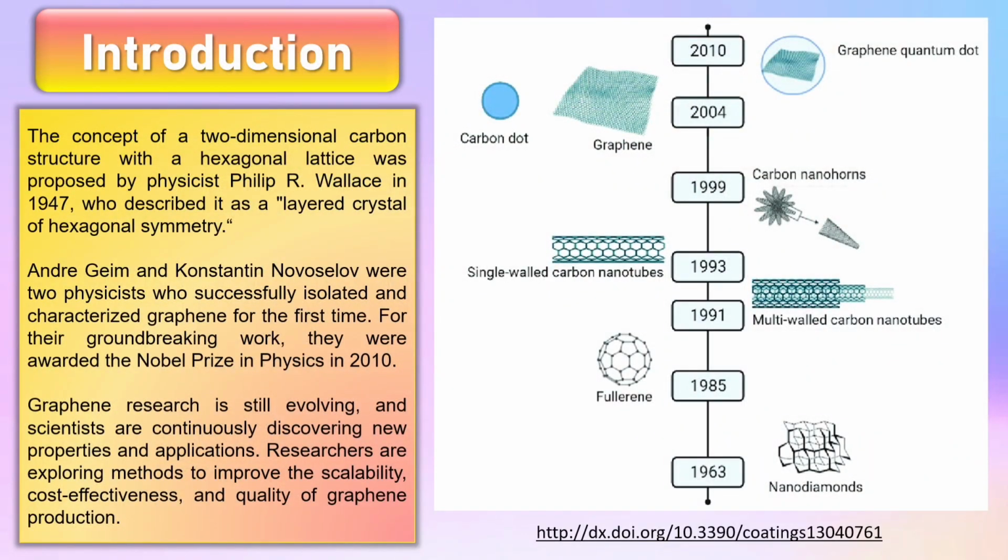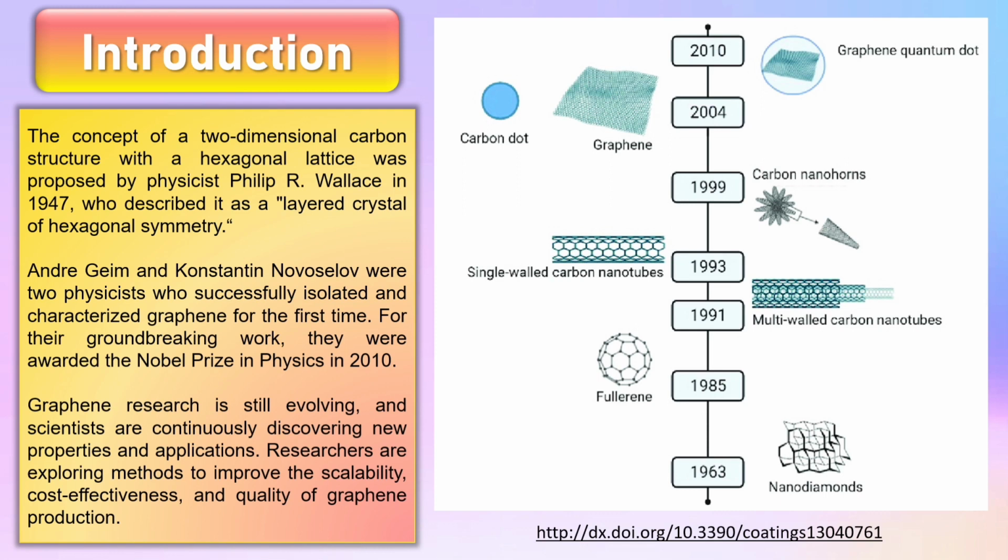It was long ago in 1947 when Dr. Philip R. Wallace proposed the concept of a two-dimensional carbon structure with a hexagonal lattice. It was only in 2004 that graphene was discovered by Andre Geim and Konstantin Novoselov, for which they received the Nobel Prize in Physics in 2010. The technique for synthesis of graphene was very simple. They took a hunk of graphite and used scotch tape to peel off the graphene layers. They analyzed what they had left and found out about graphene.